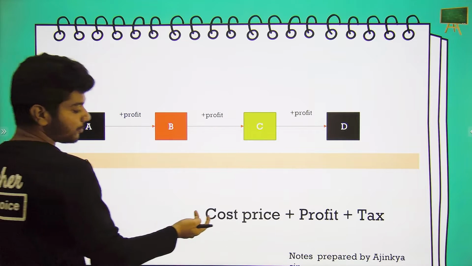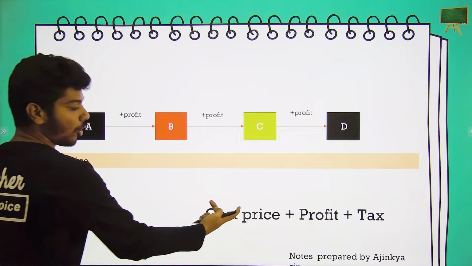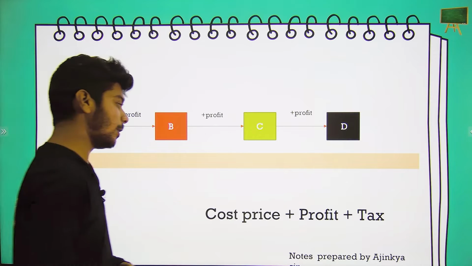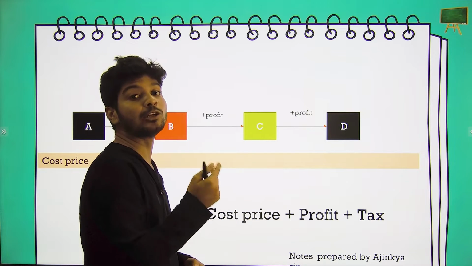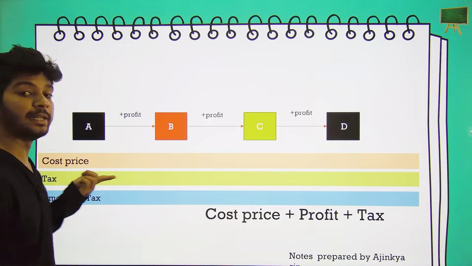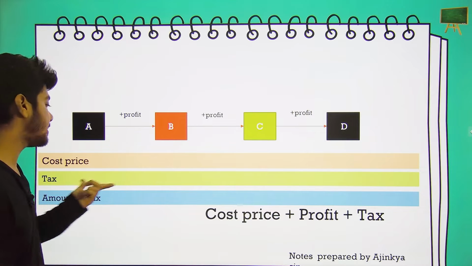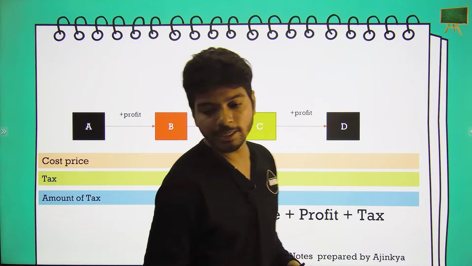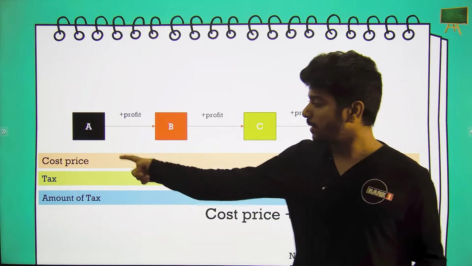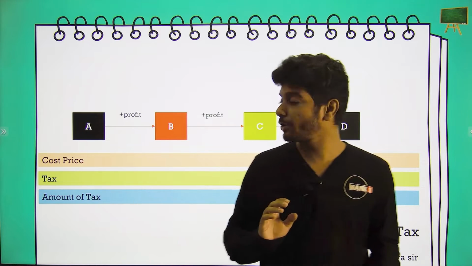Now, cost price plus profit plus tax will give you the selling price, the selling price inclusive of tax. Now the same three columns: first is cost price, another is tax, and next is amount of tax. These are the mandatory columns for your sums.